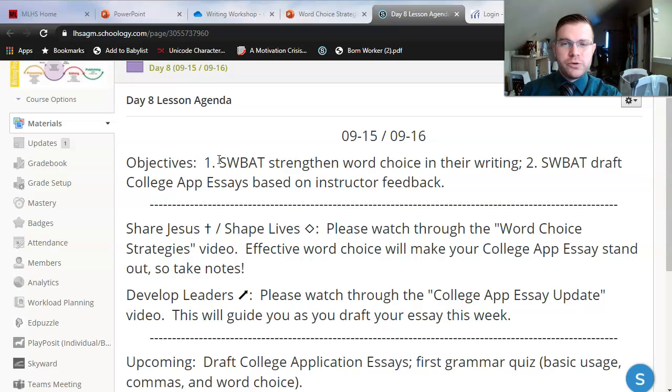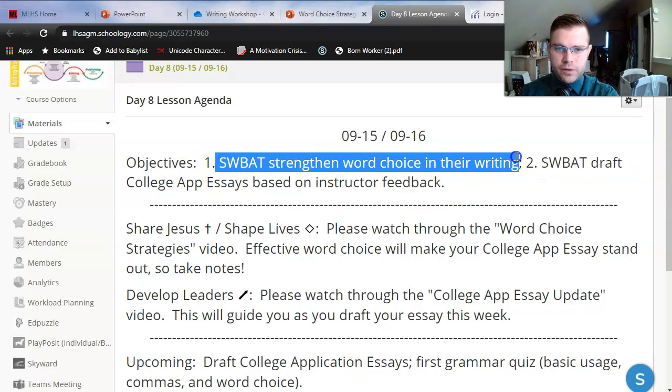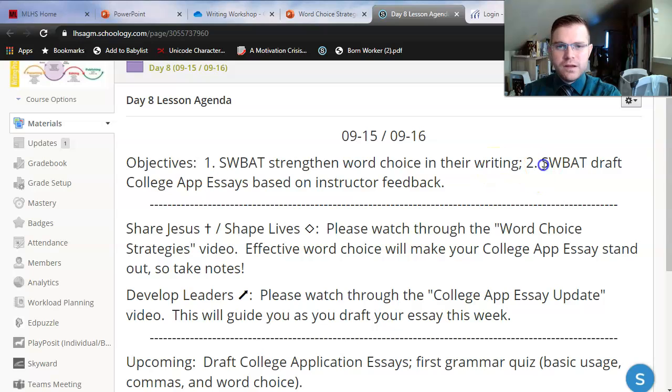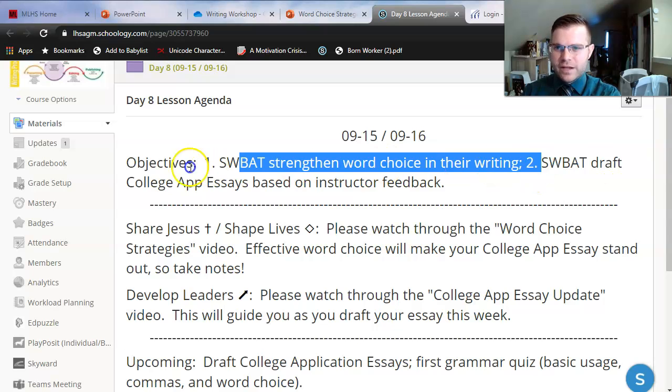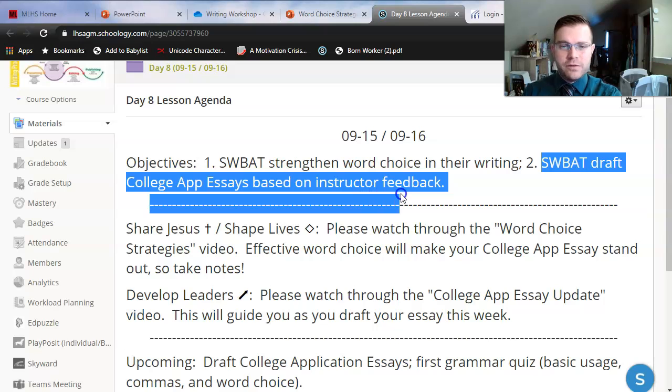But I wanted to cover word choice because it's so valuable for our college application essays. I'm hoping you notice that in our journal entry today, is noticing that word choice is a strength of a lot of those college application essays that you were able to read. We're going to work on that for ourselves in this first part of this lesson. So our objectives for today, one is to strengthen word choice in your writing. So there are just some strategies that I want to teach today for using better nouns, verbs, adjectives, and adverbs especially. The other focus really for this week is to draft college application essays based on my feedback. And we'll cover that in our second shorter video today.